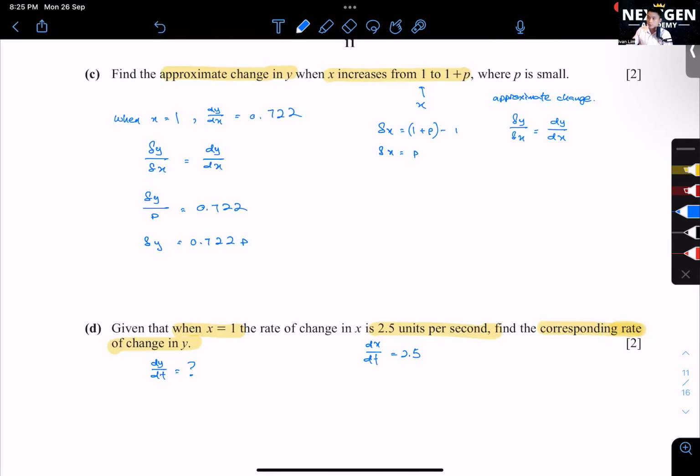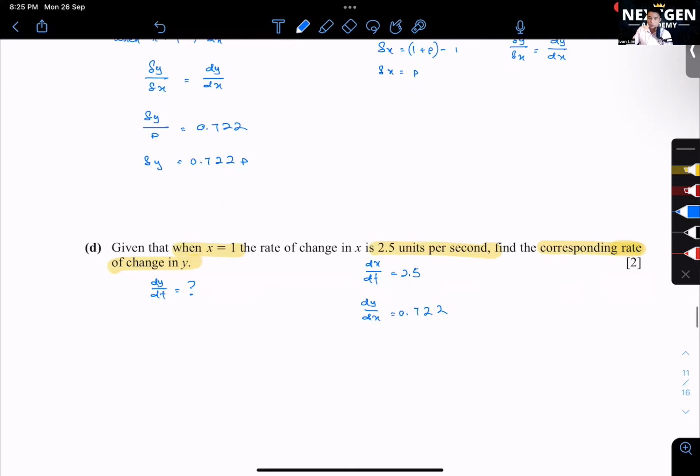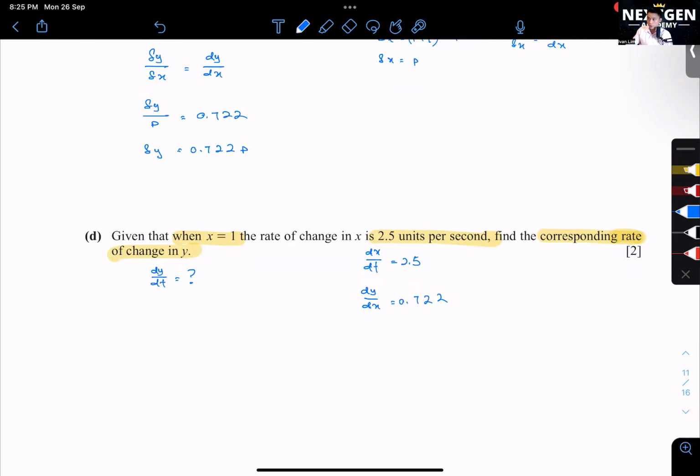Just now for the previous one, we got dy over dx, right? We know that dy over dx is 0.722. Always write down the chain rule equation first, so that if you get it wrong, maybe you still can get some marks. So dy over dt equals dy over dx times dx over dt. Remember, this is the chain. We just want to see one value on the top and the bottom, you cancel each other, then you will be left with dy over dt. This is called your chain rule equation.